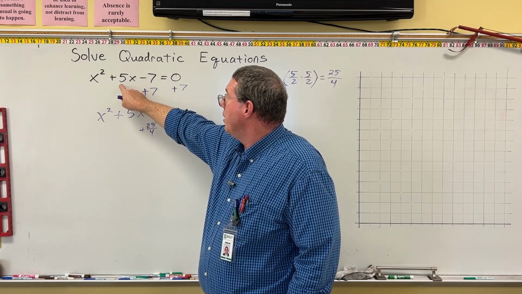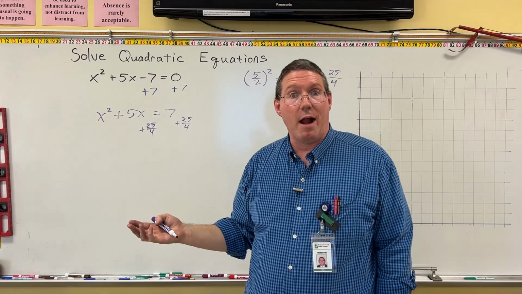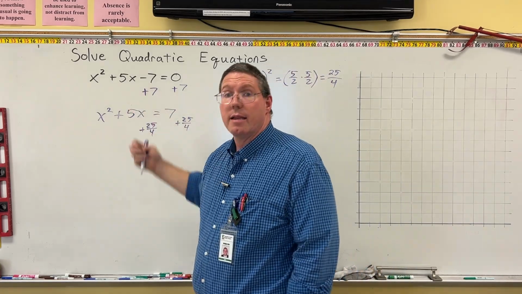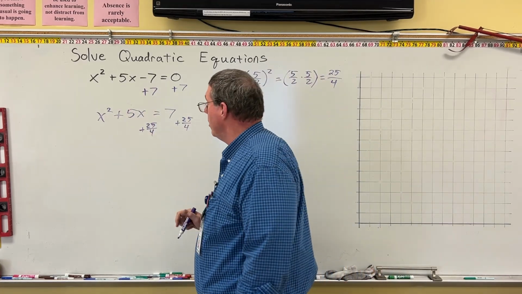This middle is an odd number. Half of an odd number is a fraction. If that's an even number, it's a lot easier to complete the square. I'll do one of those in just a few minutes.